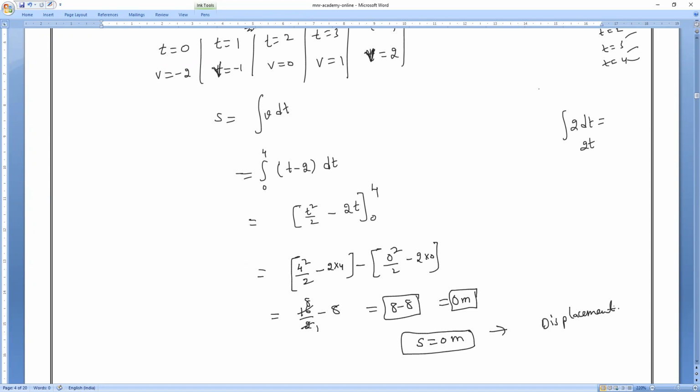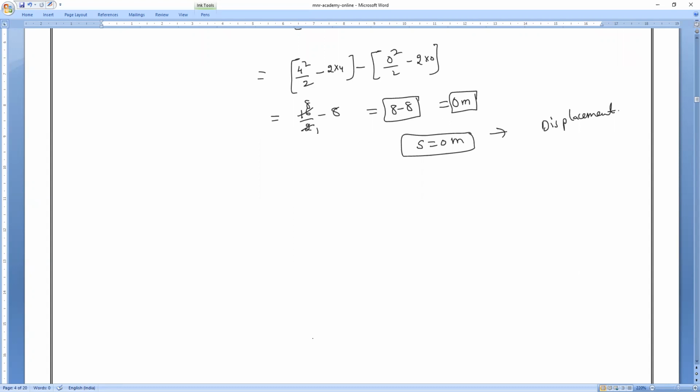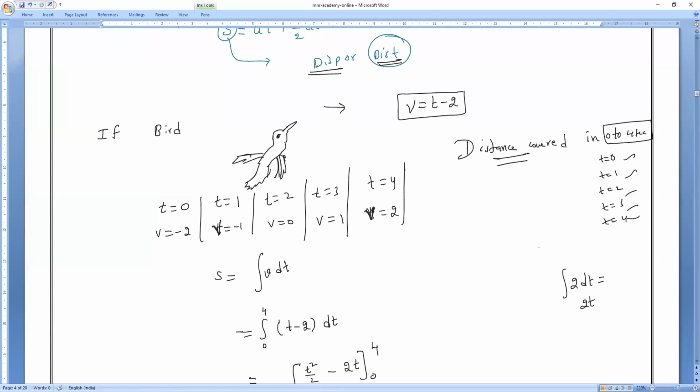Displacement. All of you, displacement. Any doubt? Understand? Now observe very carefully. So we found displacement, but what do we have to calculate here? Distance covered. So let's solve now.